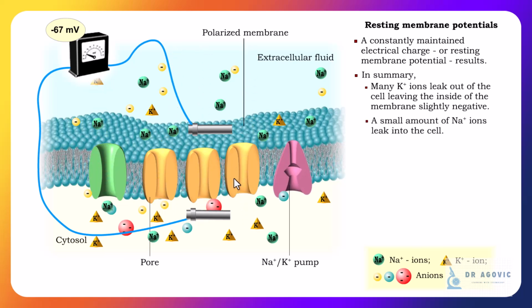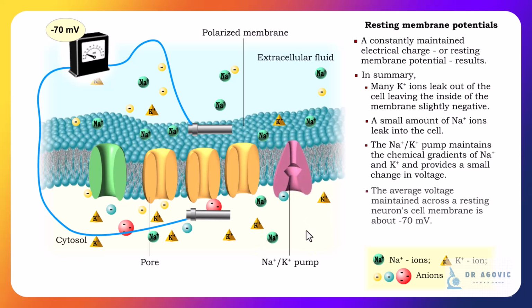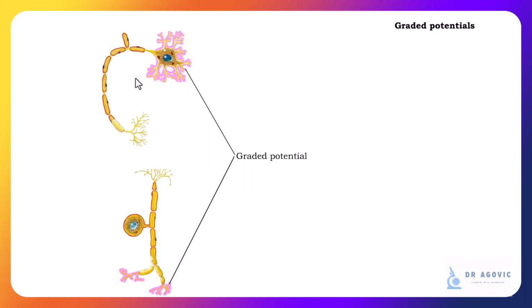In summary, many potassium ions leak out of the cell, leaving the inside of the membrane slightly negative. A small amount of sodium ions leak into the cell. The sodium-potassium pump maintains the chemical gradients of sodium and potassium and provides a small change in voltage. The average voltage maintained across the resting membrane is about -70 millivolts.